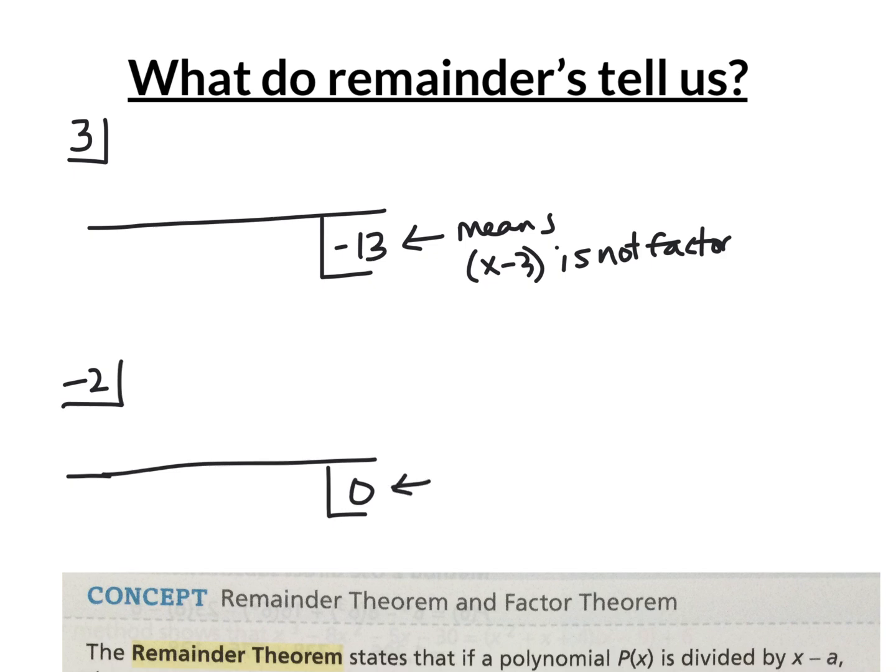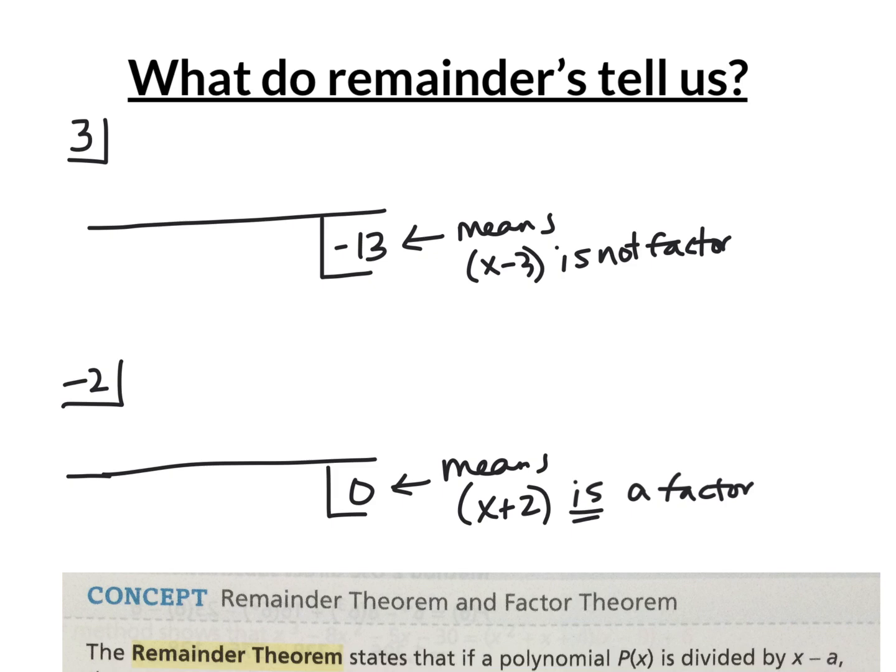On the other hand, if I get a remainder of 0, this means that x plus 2, so you might be wondering where I'm getting x plus 2. That's from the opposite of what was in this box right here. So -2, x plus 2. So that's going to mean that x plus 2 is a factor this time.